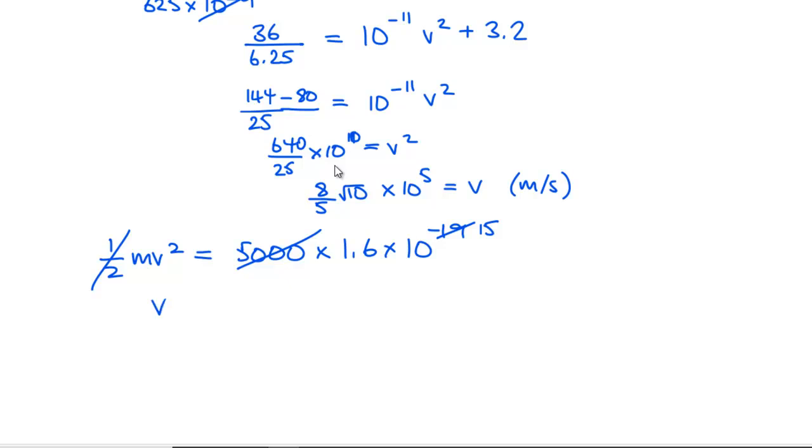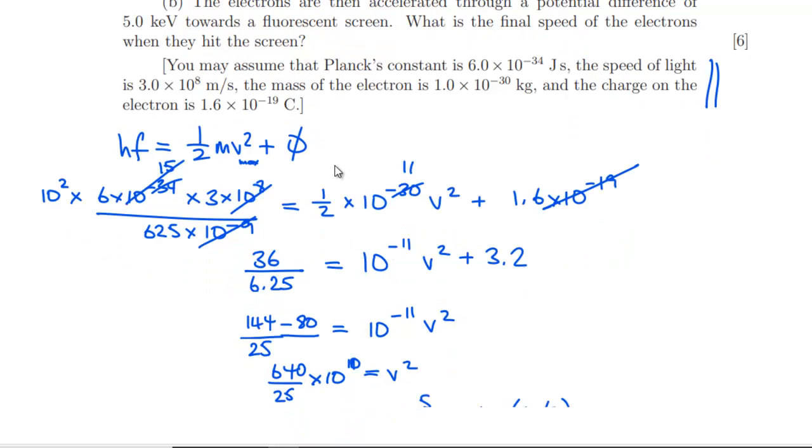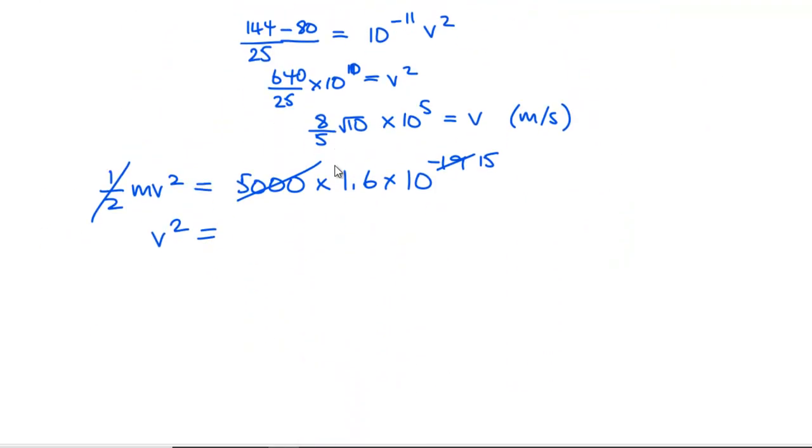Then for v squared, m was 10 to the minus 30, wasn't it? Yeah, 10 to the minus 30. So we can make that a plus 15. So we've got 1.6 times 10 to the 15, so 16 times 10 to the 14, which is 4 times 10 to the 7.